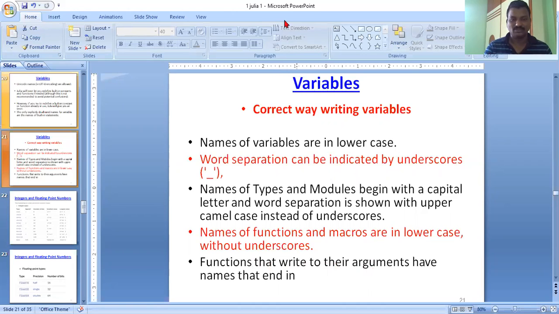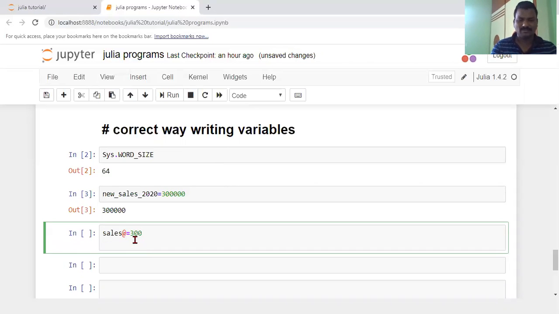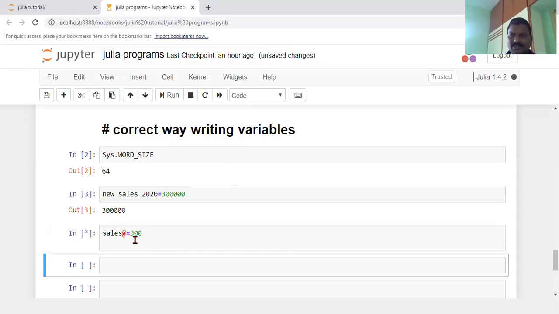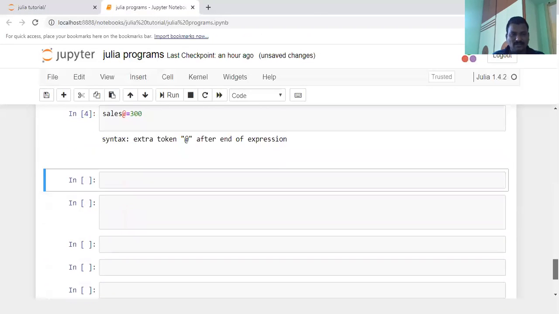Sometimes if you want to write the variable like this, this is a correct way here. For example, sales at the rate equal to 3000. Here it's not a correct way for writing the variables. It's not executing. It always gives some error message, a syntax error about the token after the end of the expression. This is not a correct way for representing the variable names here.